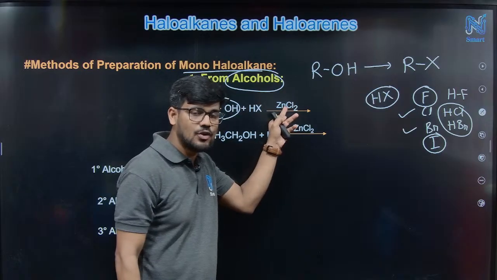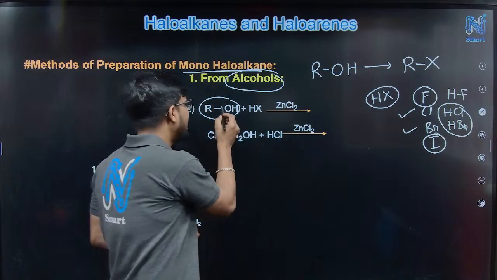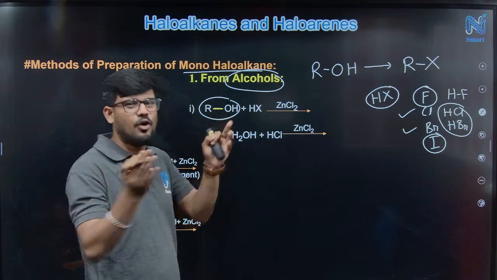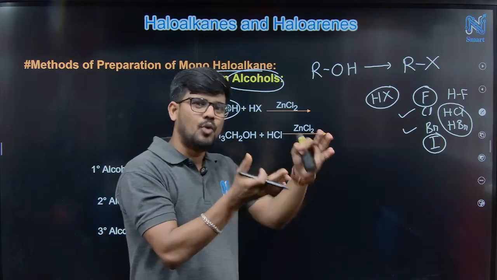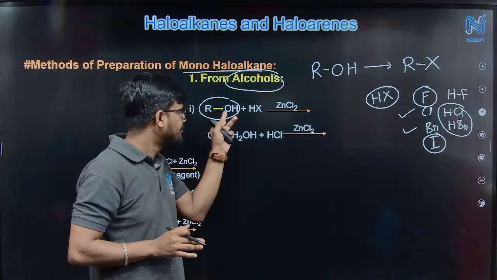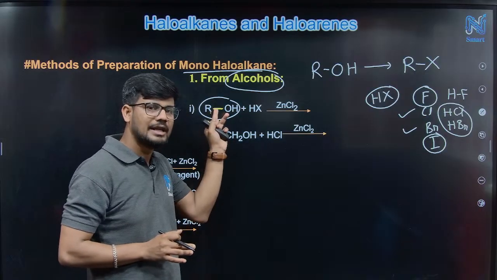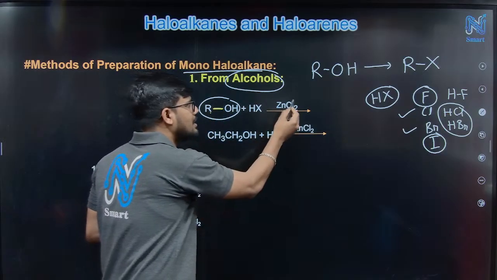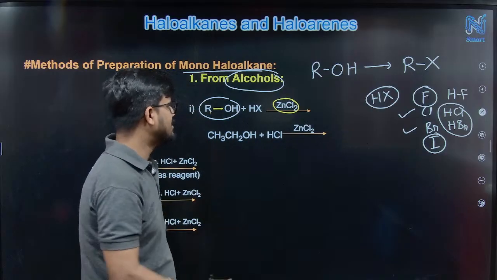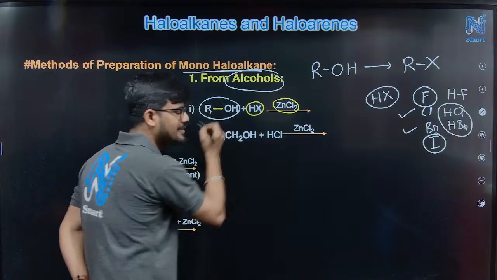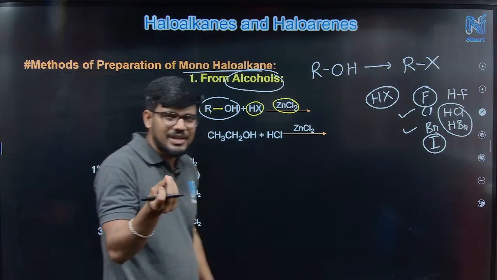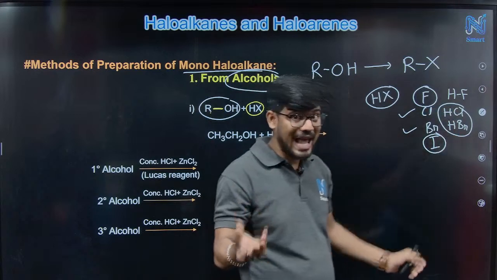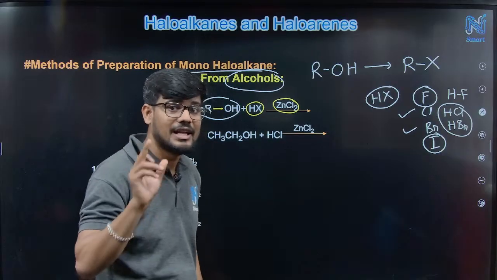This ZnCl2 is used to break this R-O bond. R means it can be methyl, ethyl, propyl, butyl, or any alkyl group, right? It can be 1 degree, 2 degree, 3 degree, anything. Basically this carbon-oxygen bond is a relatively strong bond. To break this bond we use ZnCl2. Now you just think in this way. We have HX. HX is just like an acid, right? HF, HCl, HBr, HI, these are all acids, meaning they can easily lose H+.